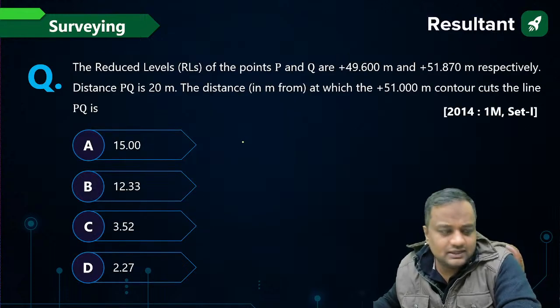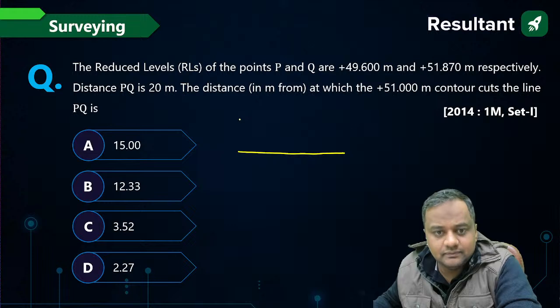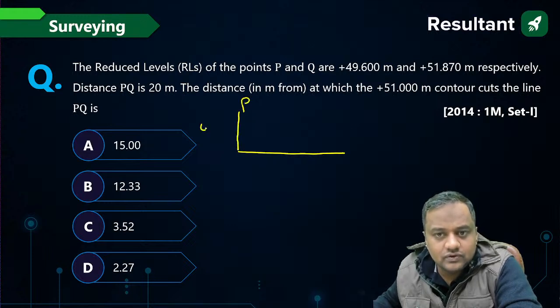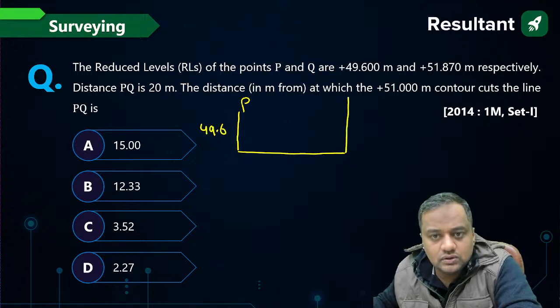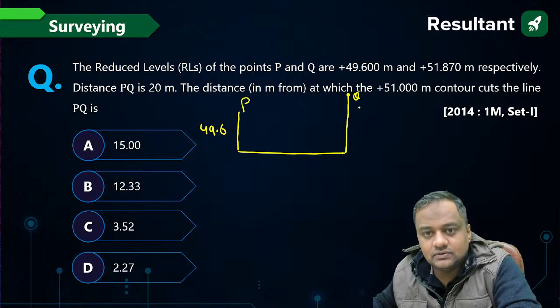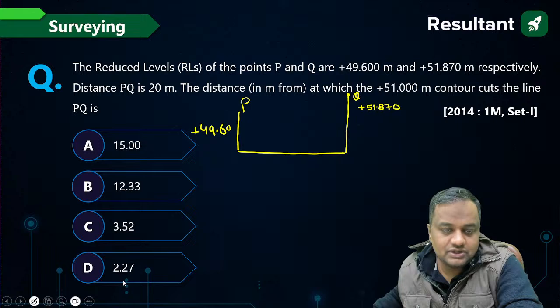This is a very logical and purely mathematical question, guys. Reduced levels of the points P and Q are given. So from the datum, this P is at a height of 49.6 and this Q is at a height of 51.870. So the elevations of P and Q from the datum are given.